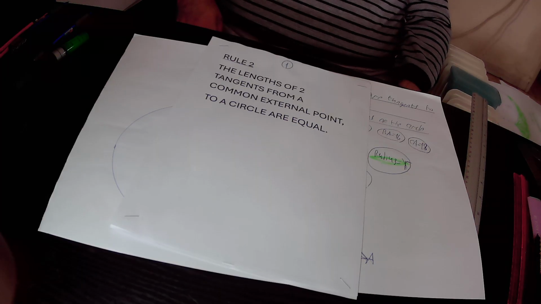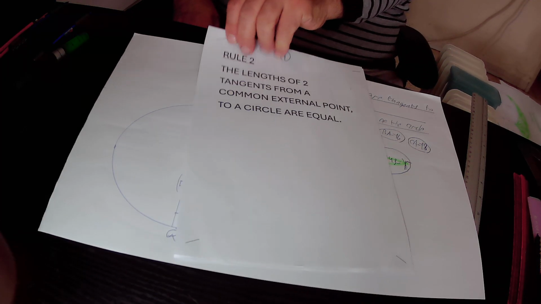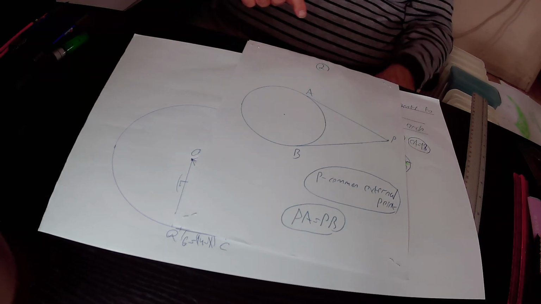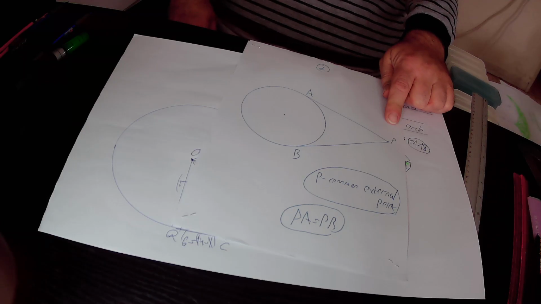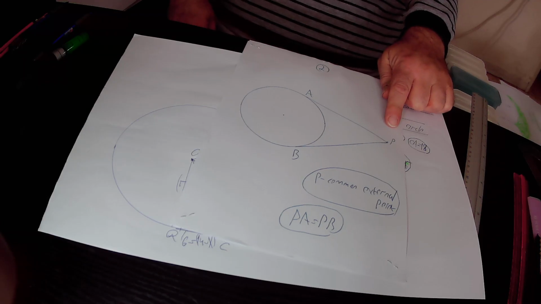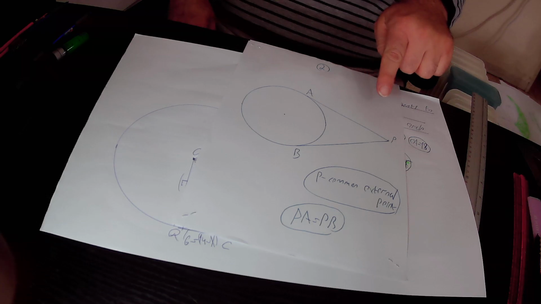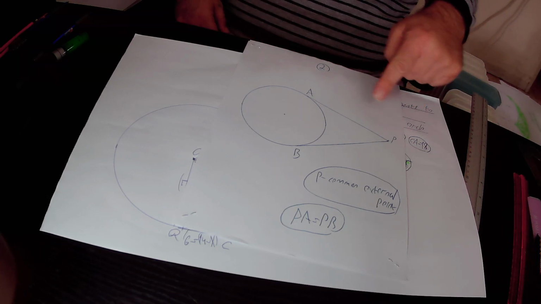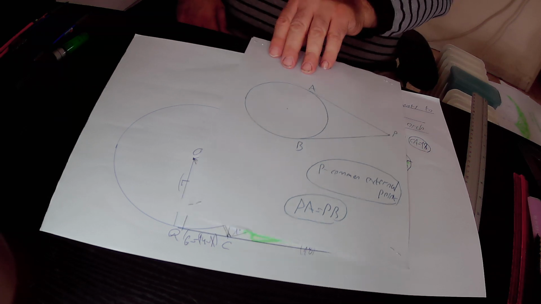According to rule 2, the lengths of two tangents from a common external point to a circle are equal. In the drawing, we have a circle. This is the common external point P. From this point P, we have two tangents to this circle, tangent PA and tangent PB. According to rule 2, they are equal to each other. That is to say, PA equals PB. So we can implement rule 2 in our drawing.